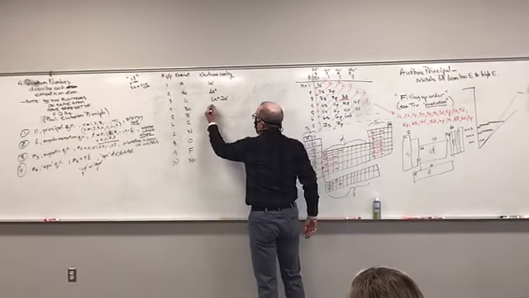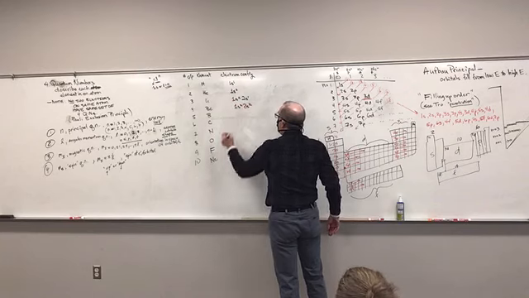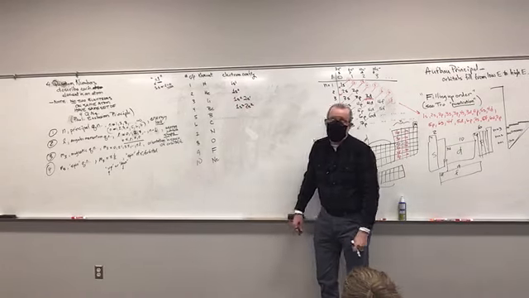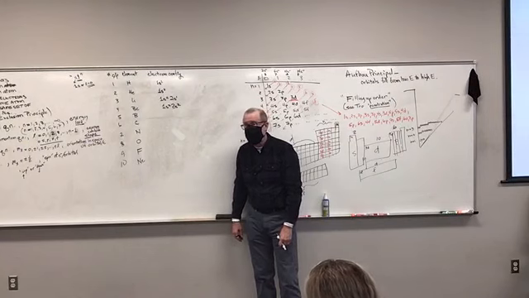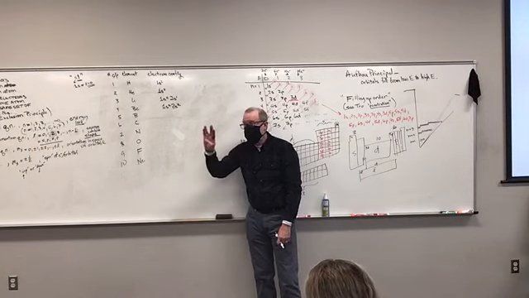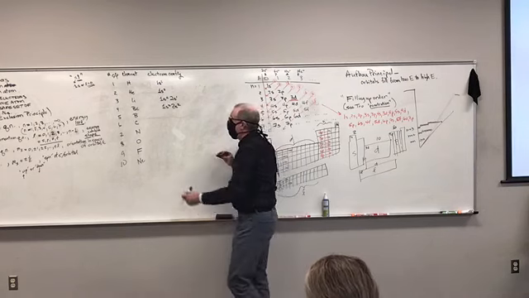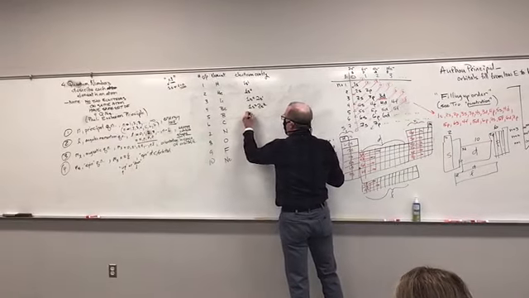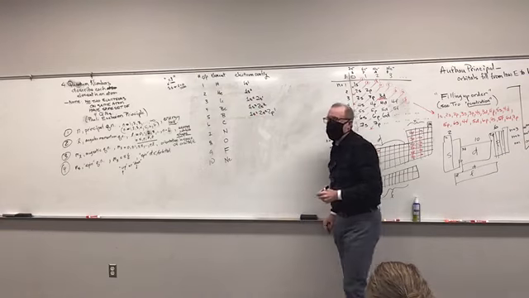Here's beryllium. 1s2, 2s2. Where is it? Second row, S block, second column. 2s2. 2 electrons in the first level, 2 electrons in the second level. 2s is now filled, so we jump over the break to boron. 1s2, 2s2, 2p1.